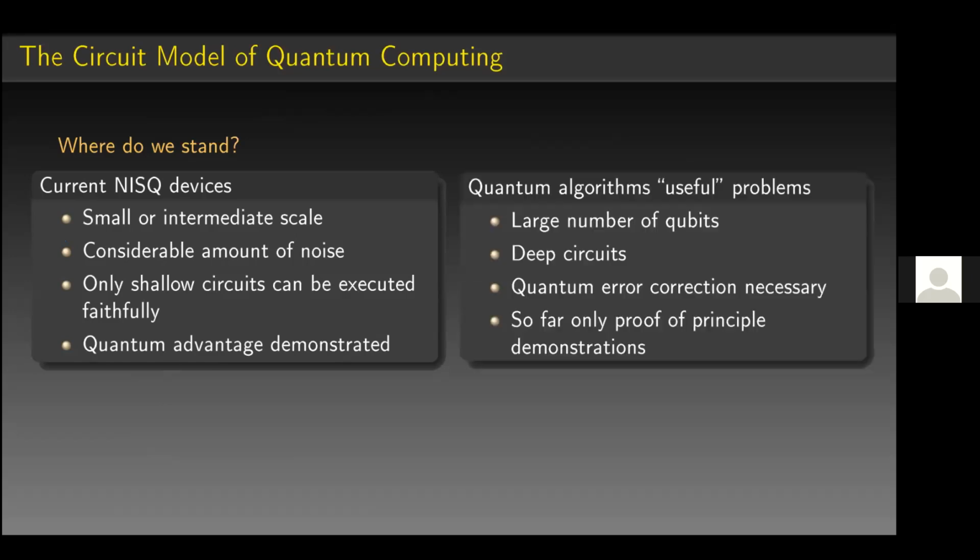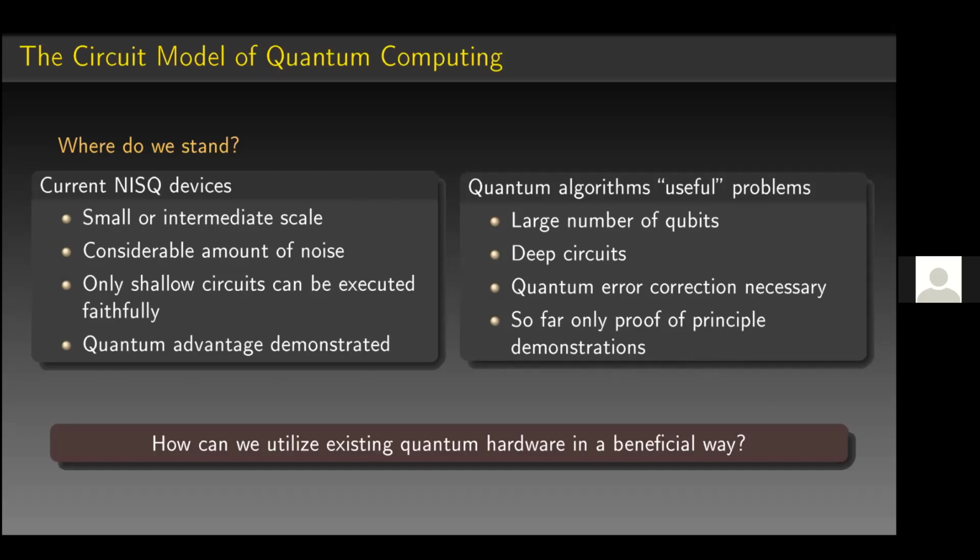On the other hand, if you think about quantum algorithms for solving, quote unquote, useful problems, for example Shor's factoring algorithm, you would need a large number of qubits to run such an algorithm. The circuits are typically a lot deeper than what we can do on currently existing quantum hardware, and probably you need full quantum error correction to actually run such a circuit. So far, what we can do are only proof of principle demonstrations, and current quantum hardware is not yet sufficient to actually run these complicated algorithms. So the question is, how can we utilize existing quantum hardware in a beneficial way?